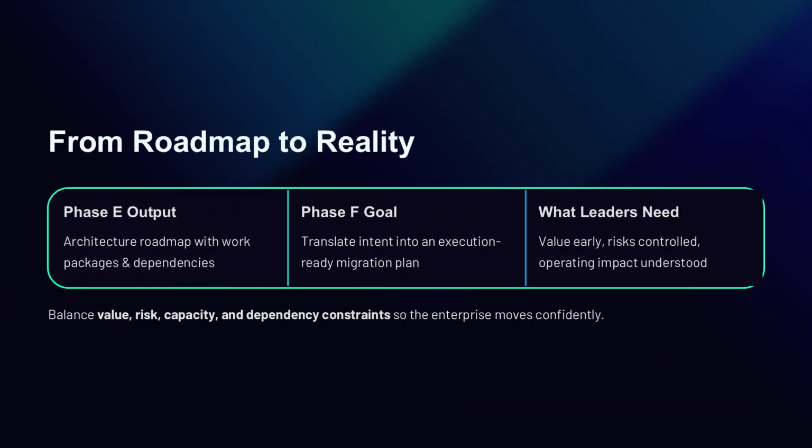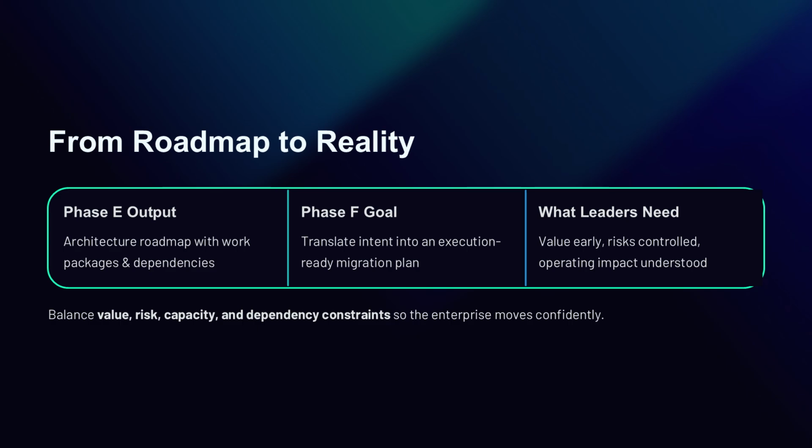Building on the roadmap, you should treat phase F as the step where you translate intent into an execution ready migration plan. Leaders want to know what changes first, what value is delivered early, what risks must be controlled, and what operating impact will be experienced along the way.